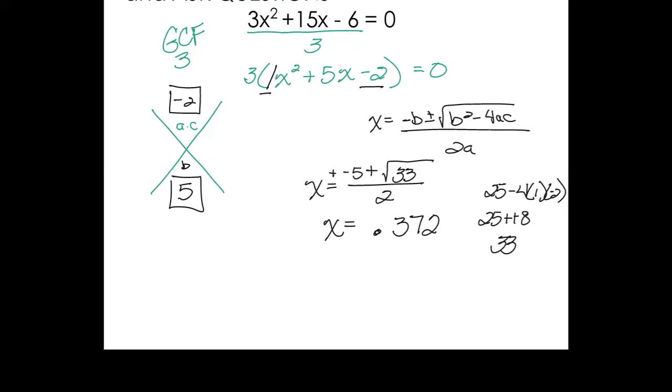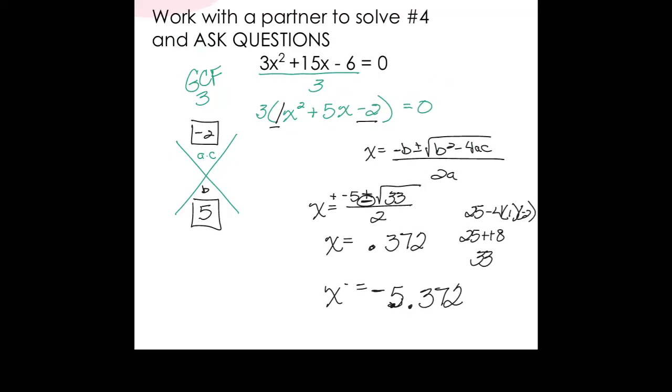And then if you do the same thing when you subtract, it's going to be this, only subtracting. So opposite of 5 minus square root of 33, divided by 2, and you have to hit those two little arrows at the bottom, and you will get x equals negative 5.372. Okay?